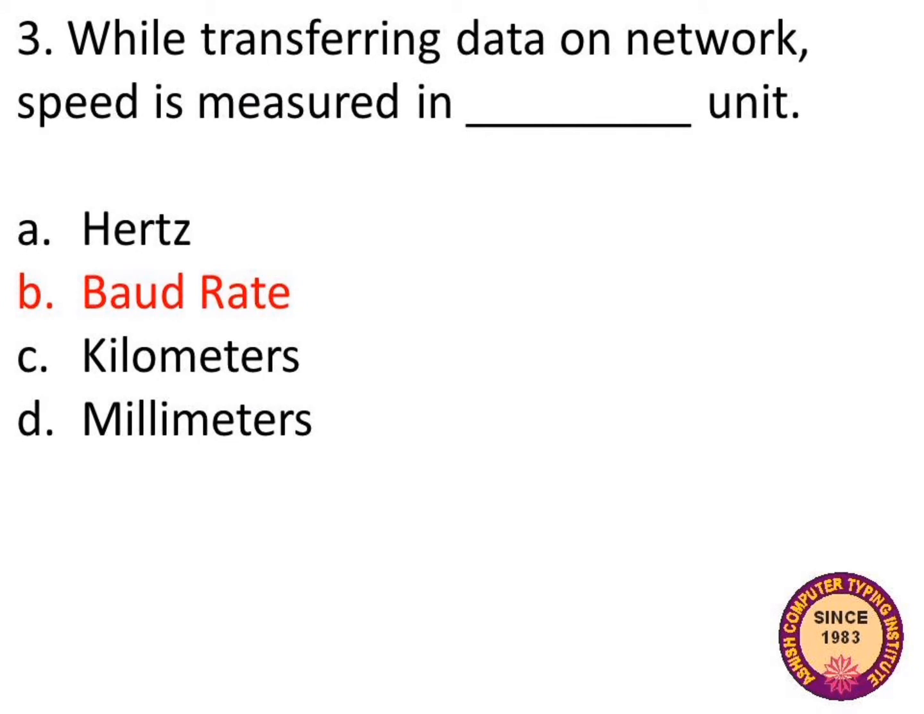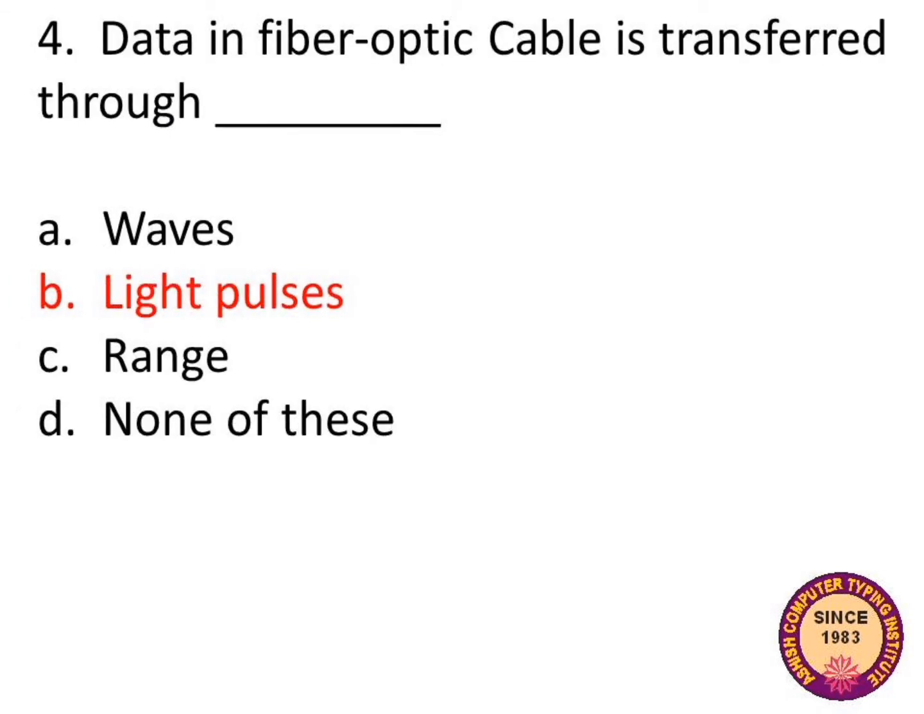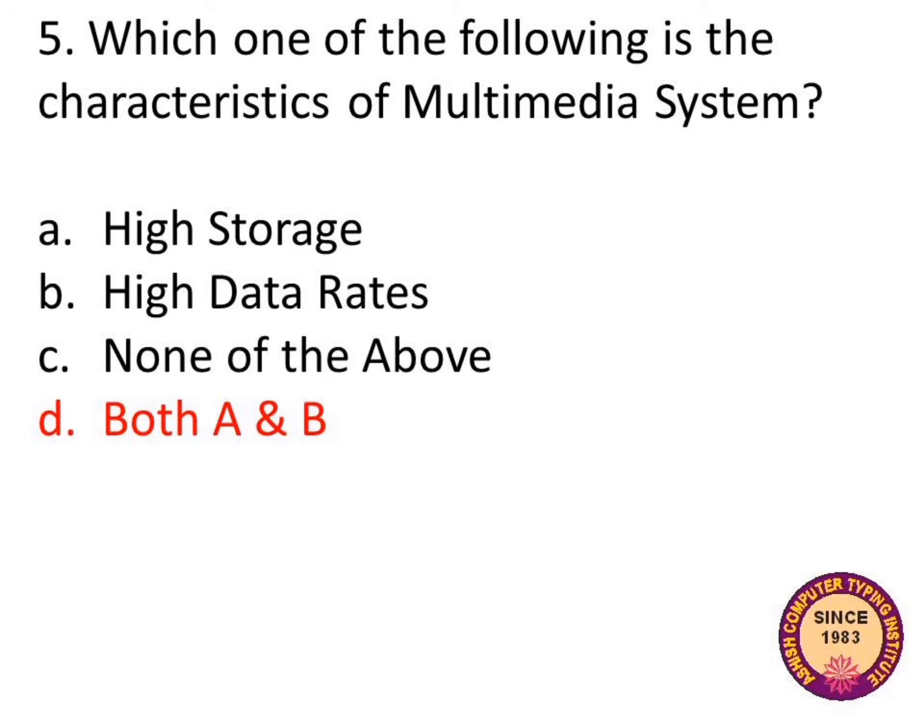While transferring data on network, speed is measured in dash unit. Answer is baud rate. Data in fiber optic cable is transferred through dash. Answer is light pulses. Which one of the following is the characteristics of multimedia system? Answer is both A and B, that is high storage and high data rates.